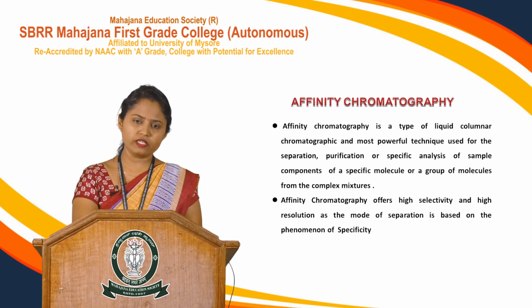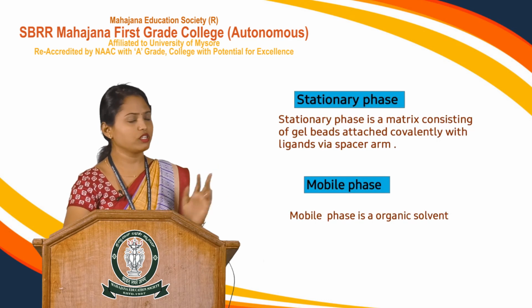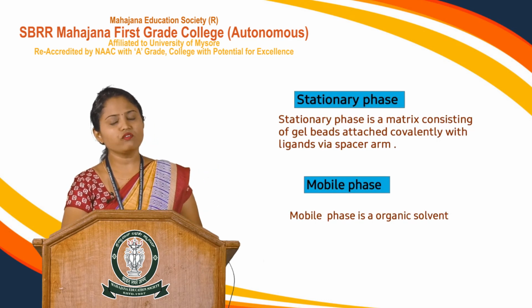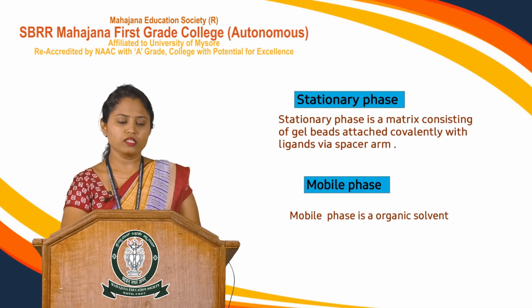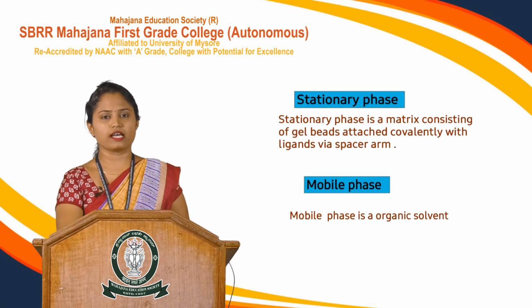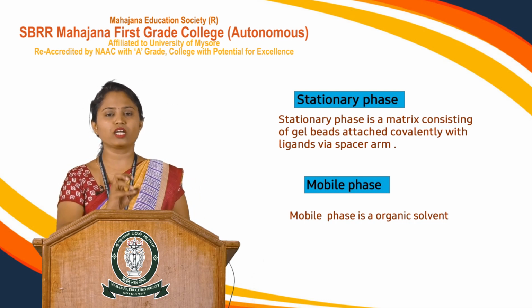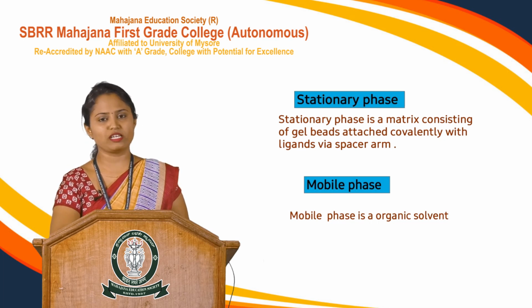Yes. So, as we discussed the general terms stationary phase and mobile phase, let us look into the stationary phase. What kind of stationary phase is used in case of affinity chromatography? In case of affinity chromatography, we use a column which is packed with the stationary phase, and that stationary phase consists of a gel matrix.